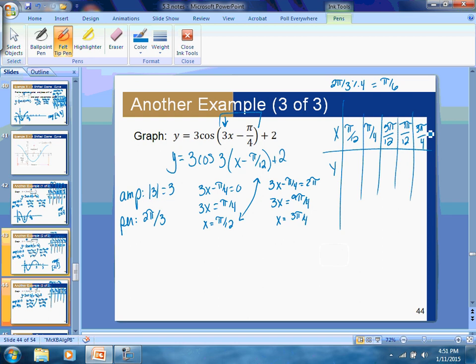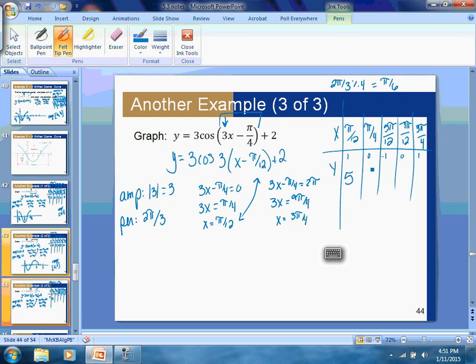Okay. Now, here's the tricky part for the y's. We have to multiply everything by 3 and then add 2. So we have to do 2 things to our y values. So normally for a cosine function, we start at 1, we go to 0, and then -1, and then 0, and then back up to 1. So I'm going to take 1 and multiply it by 3, which is 3, and then add 2, which is 5.